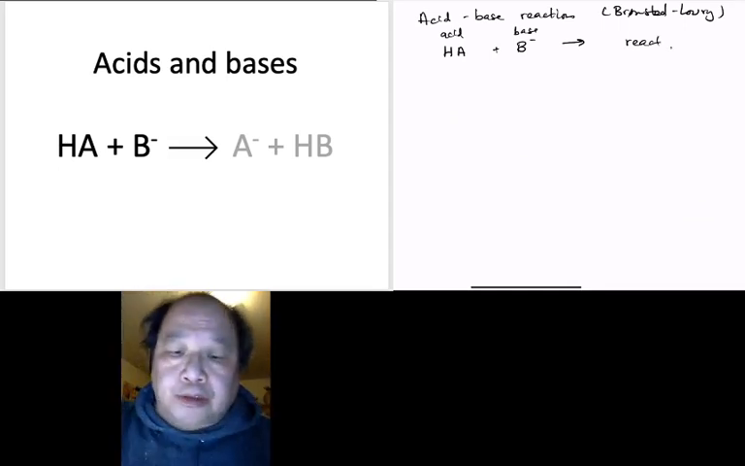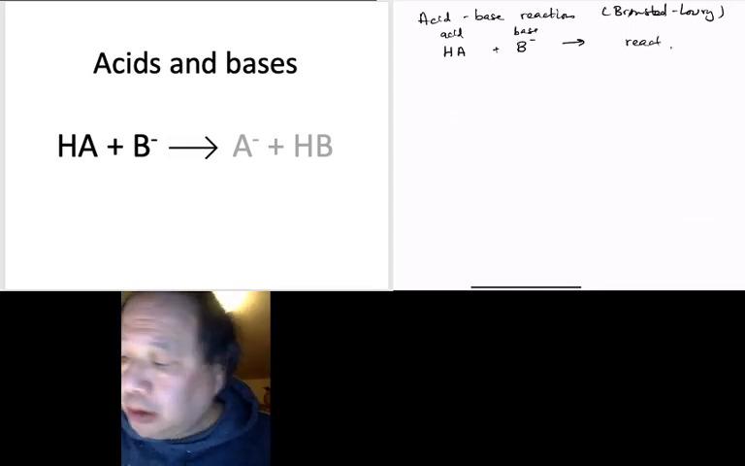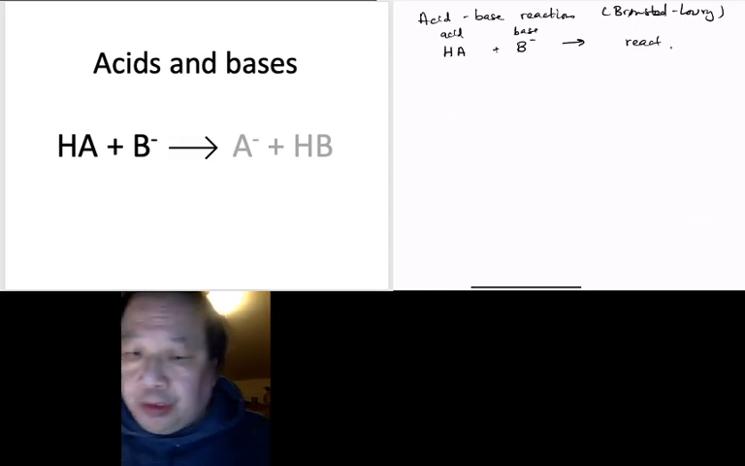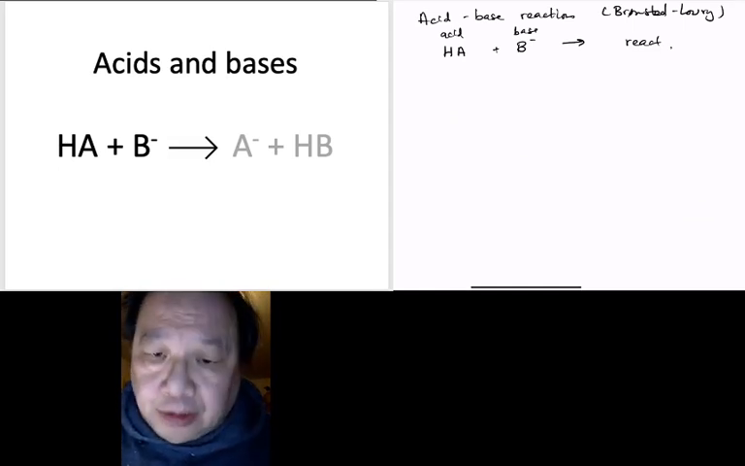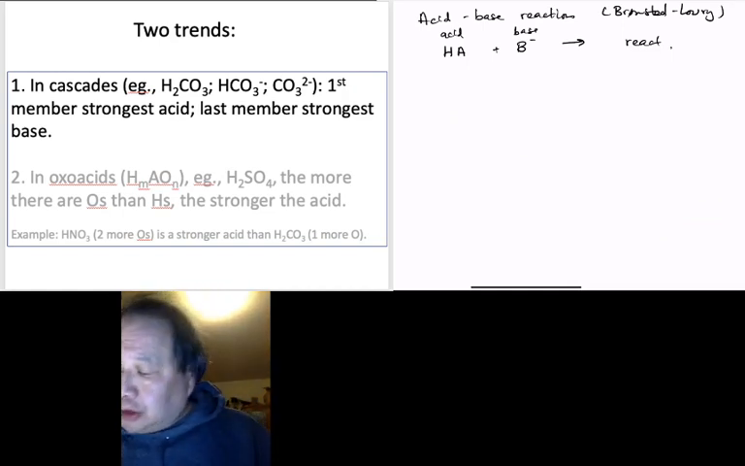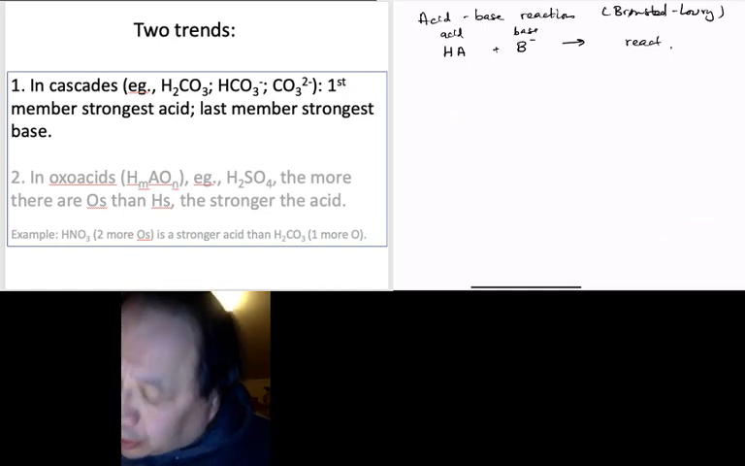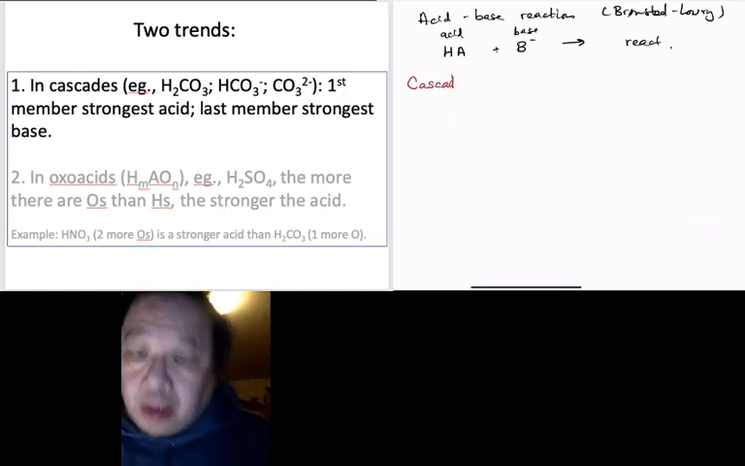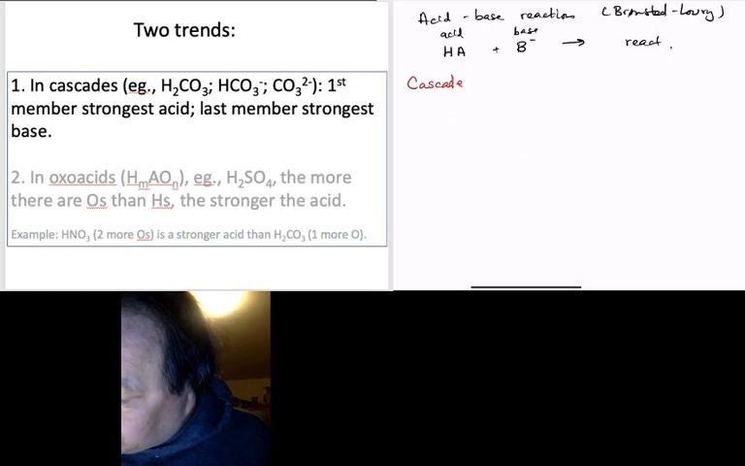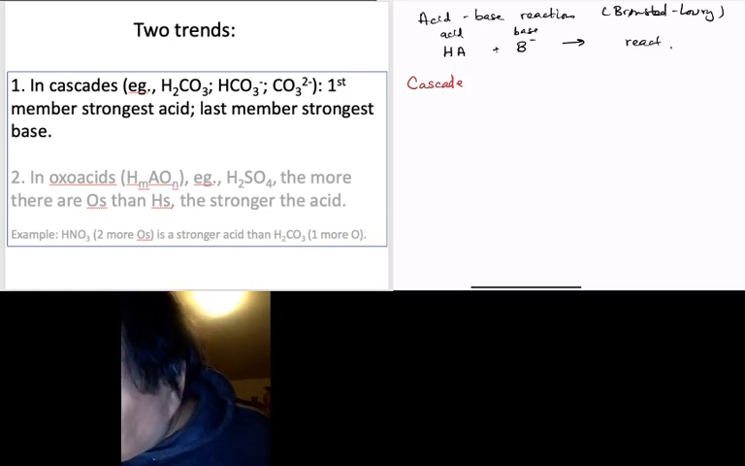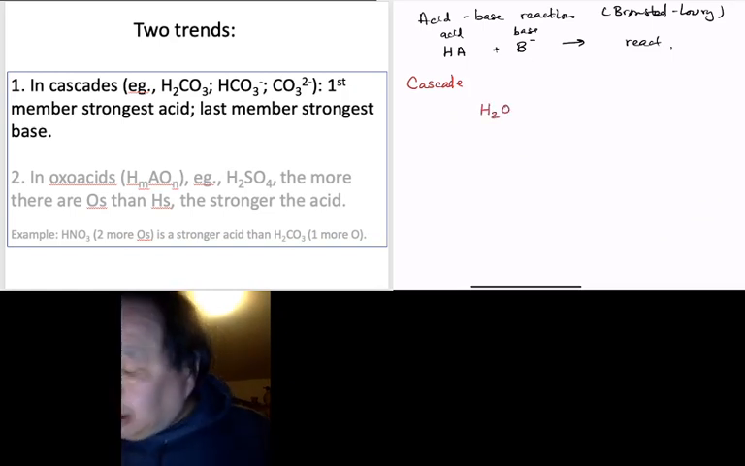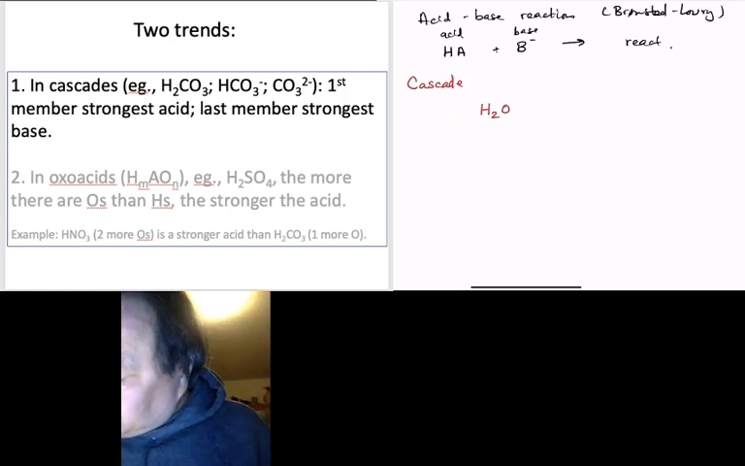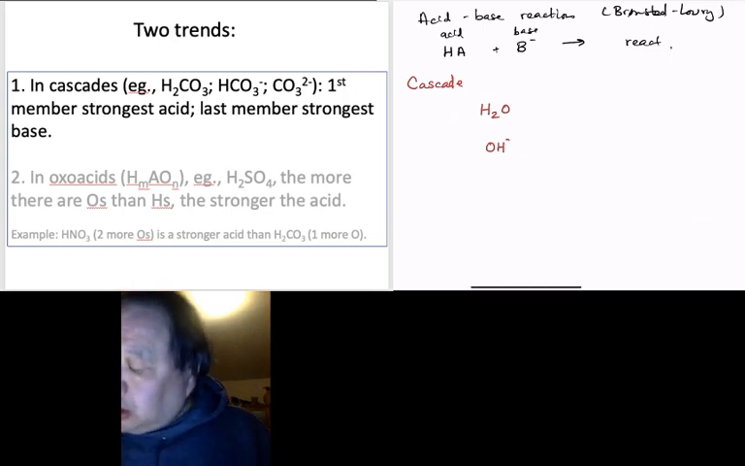And in this clip, I'll just tell you two general trends which control the favorability of acid-base reactions. Two trends. The first one we'll talk about is what I call cascades. So we're going to group similar, a series that's related to each other. The first example we'll take a look at is water. And if I remove an H+ from water, I get OH-. And if I remove a second H+ from water, I get O2-.